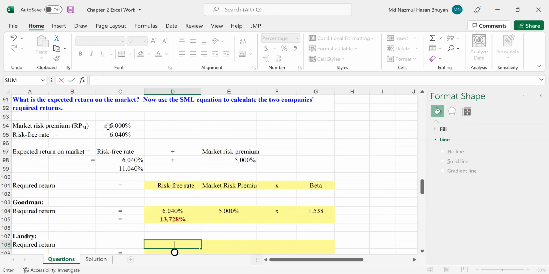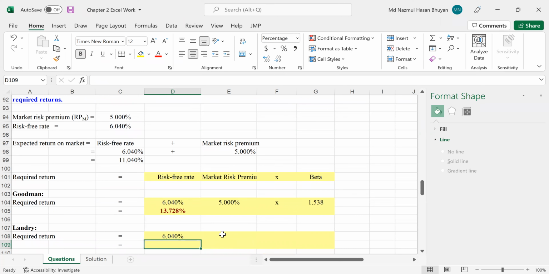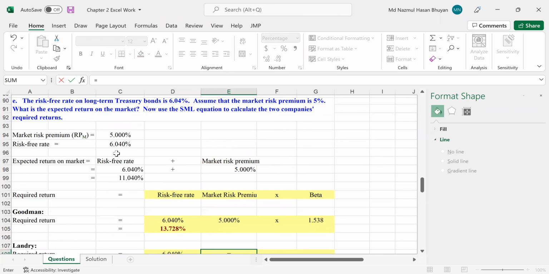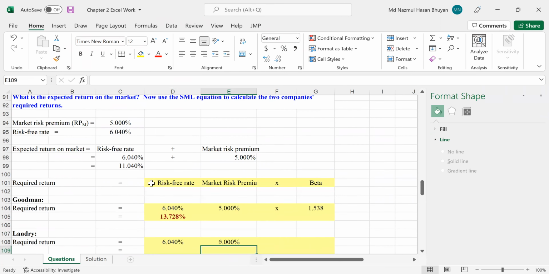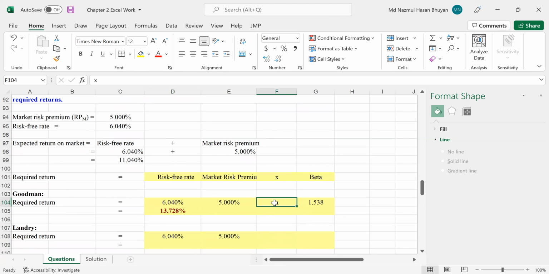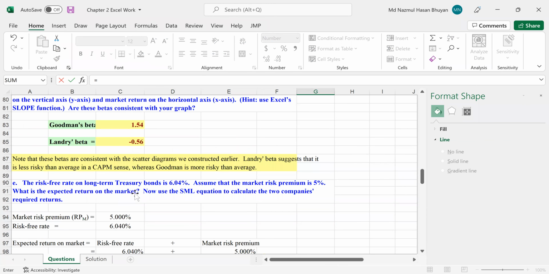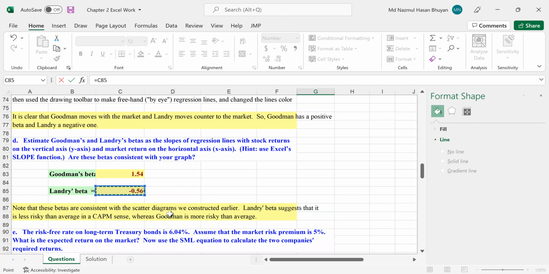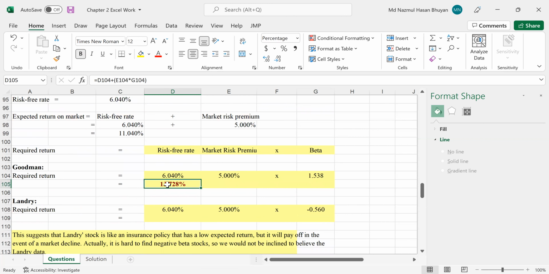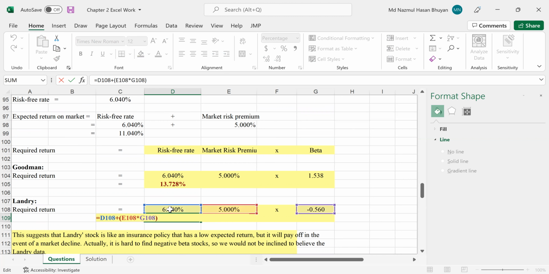Now let us calculate required return for Landry. Again, let us plug in the value for risk-free rate, market risk premium, then times beta, negative 0.56. Then let us now calculate required return. So you can see here risk-free rate plus market risk premium times beta.